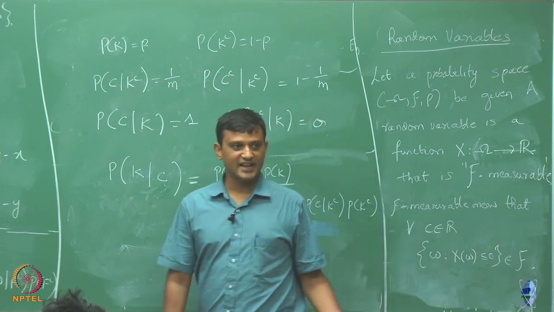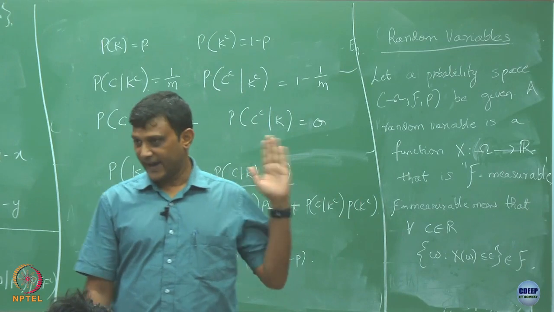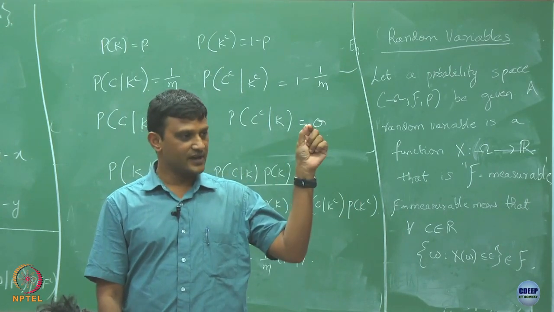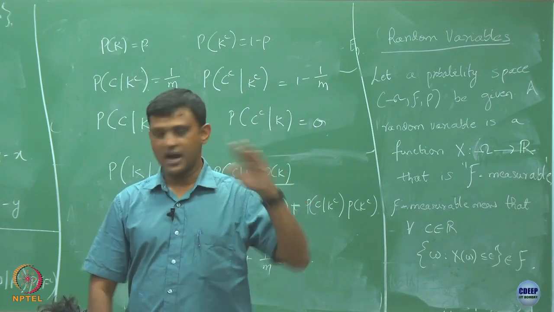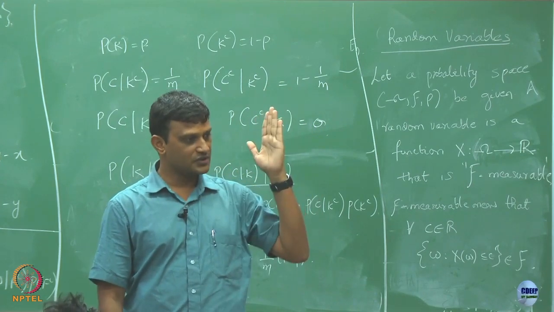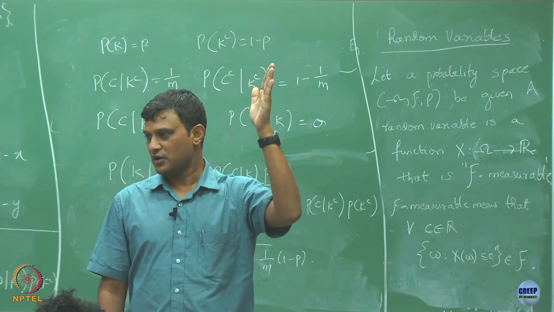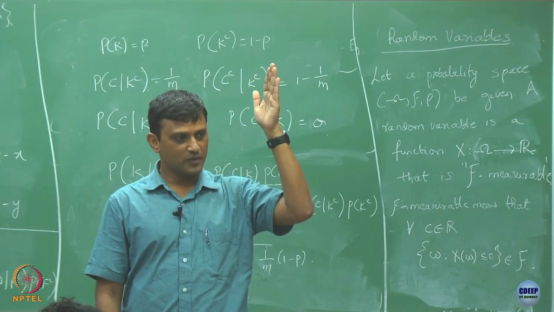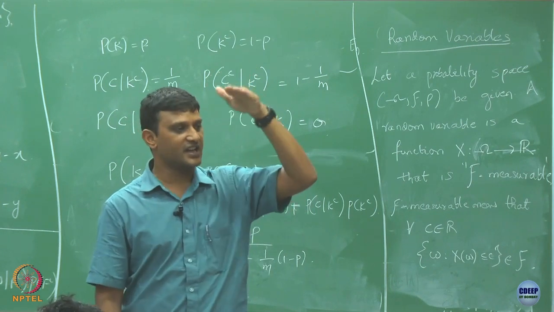So what is it basically asking for? I said X, a random variable, is basically a function which is going to assign numbers to the outcomes. So now I have mapped all my outcomes to numbers, right? Now in such an experiment, I want to ask the question, what is the probability that my outcome of the experiment takes value less than or equal to C?